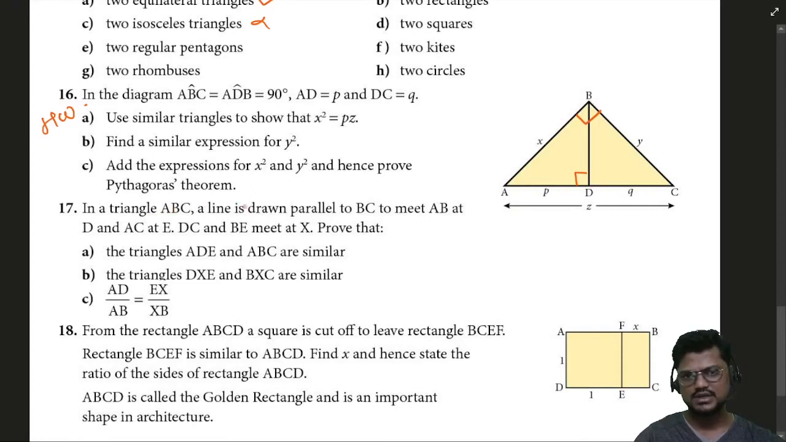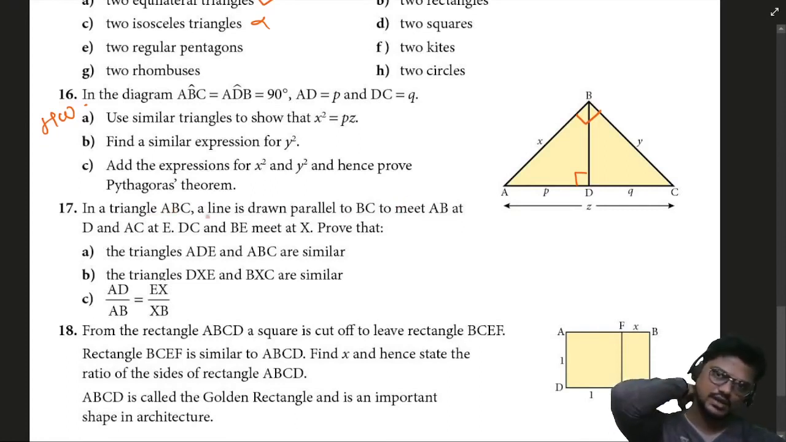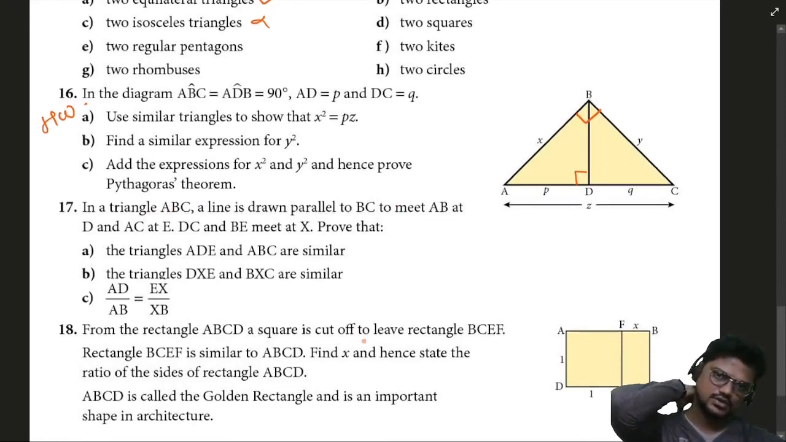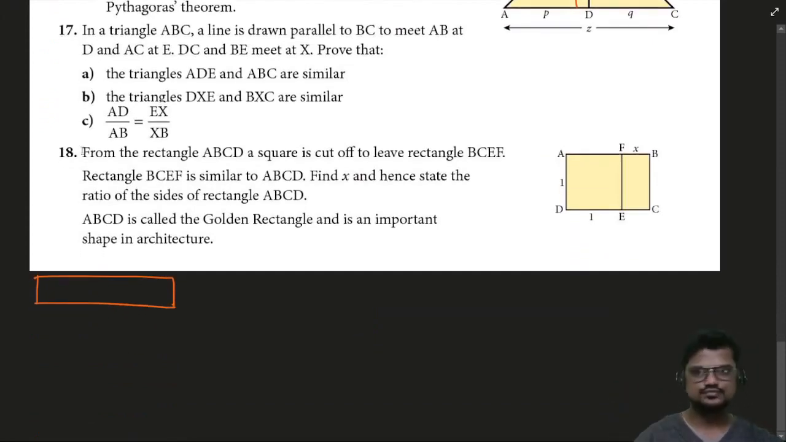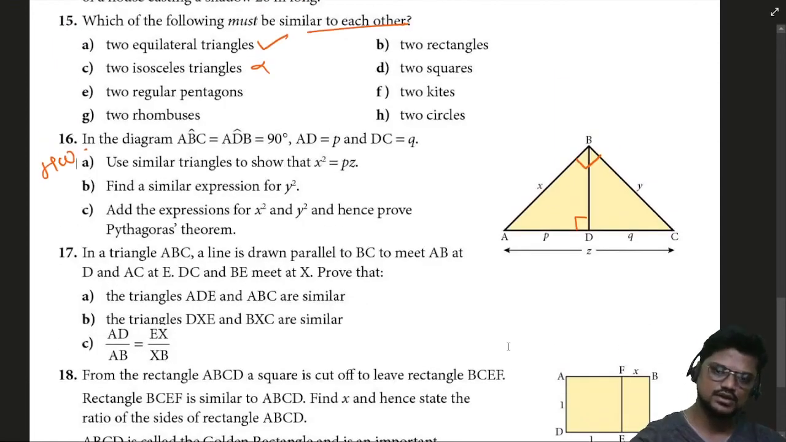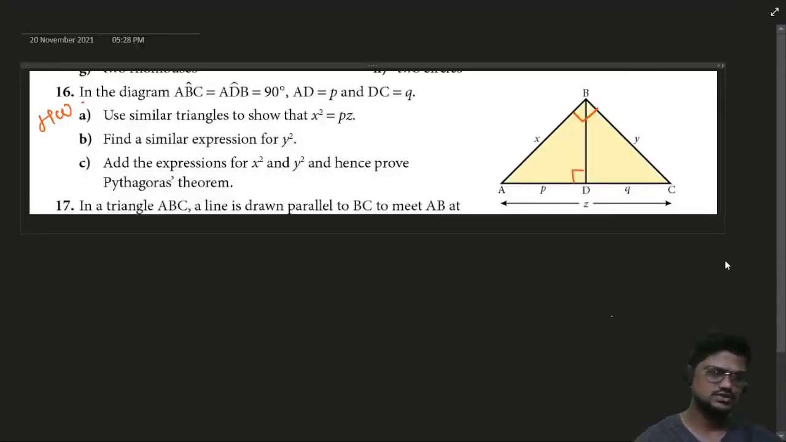Yes, sir. Yeah, the next. In a triangle ABC, a line drawn parallel to BC to meet AB and then form a rectangle ABCD. A square is cut off to leave a. Okay, fine. Just a moment. Fine, let us complete doing this question. I'll give you a rough explanation how we can solve this question.